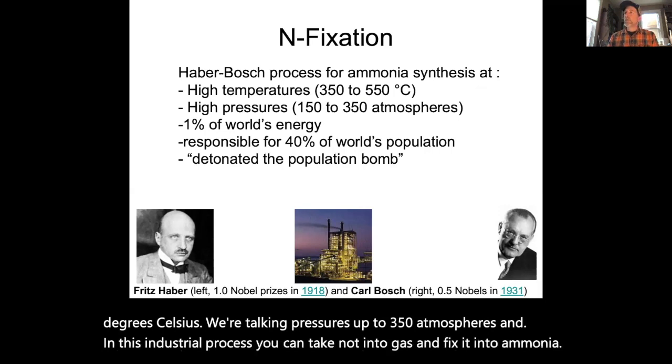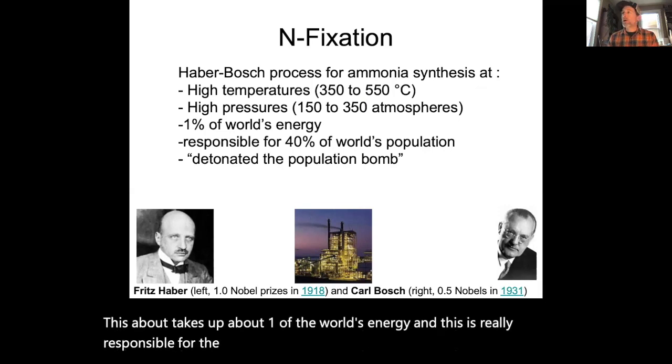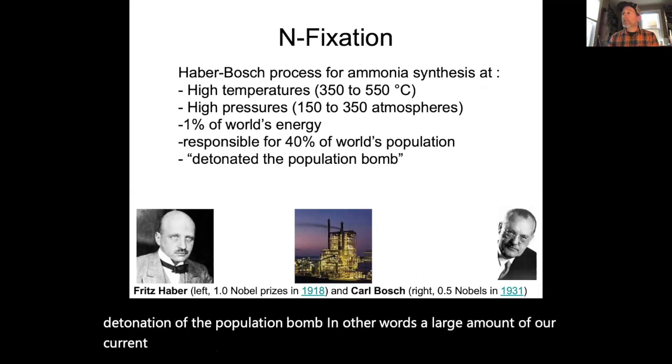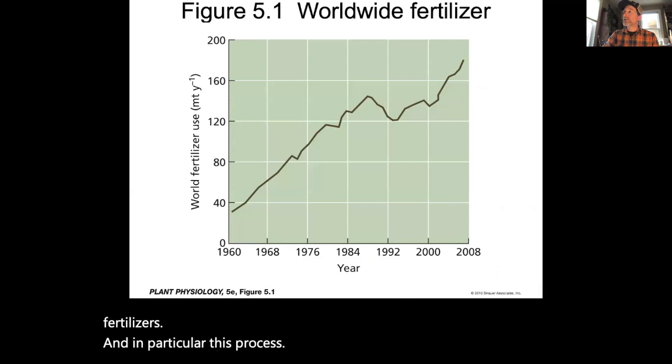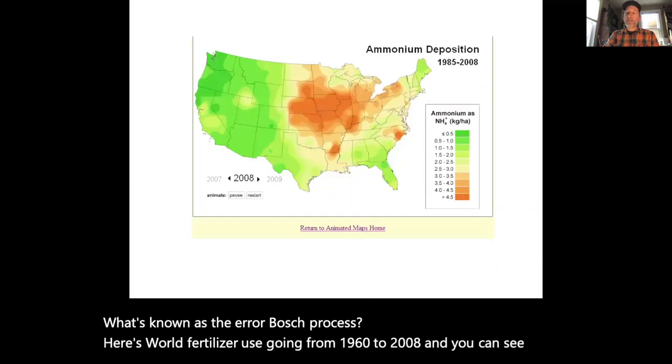This takes up about 1% of the world's energy, and this is really responsible for the Green Revolution, or what people have called the detonation of the population bomb. In other words, a large amount of our current human population can be accredited to the invention of industrial fertilizers, and in particular, this process, what's known as the Haber-Bosch process. Here's world fertilizer use going from 1960 to 2008, and you can see how that has just grown tremendously.